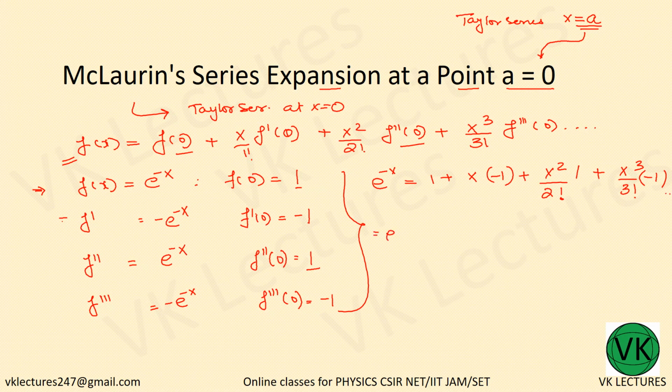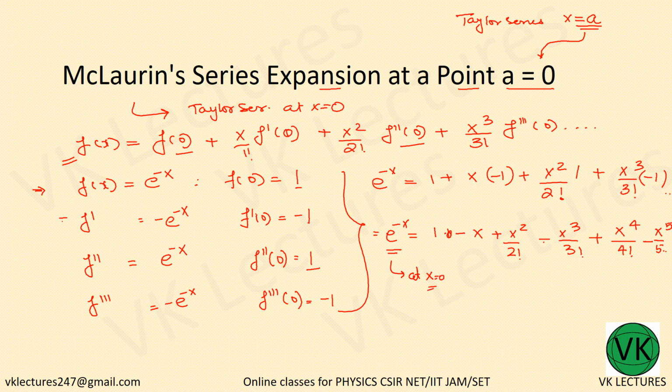Now let us write e to the power minus x equal to 1 minus x plus x square by 2 factorial minus x cube by 3 factorial. The next term will be, this is minus, plus, minus, again it will be plus, x to the power 4 by 4 factorial, and the next term would be minus x to the power 5 by 5 factorial. So this is the expansion of e to the power minus x at x equal to 0.